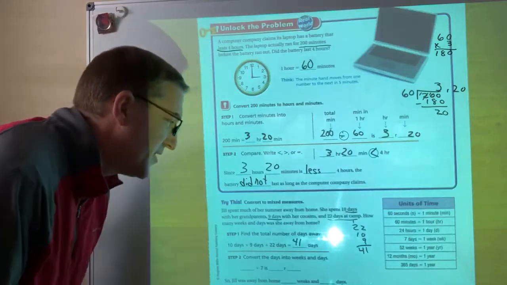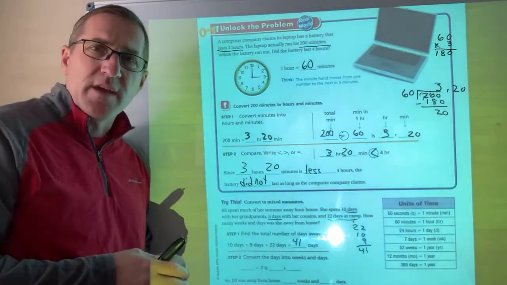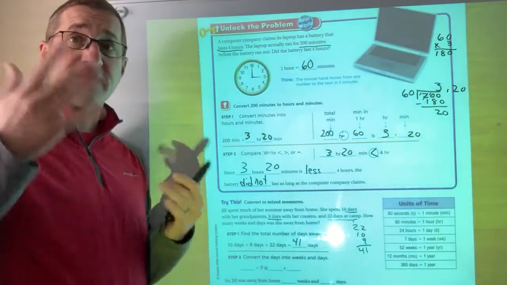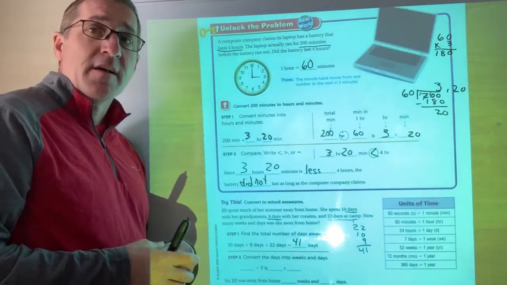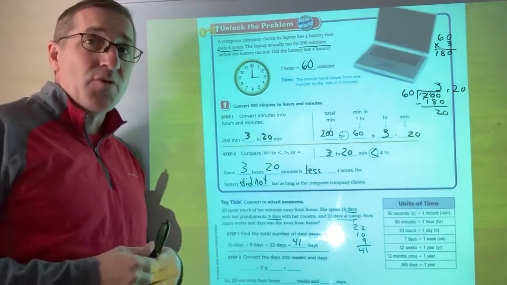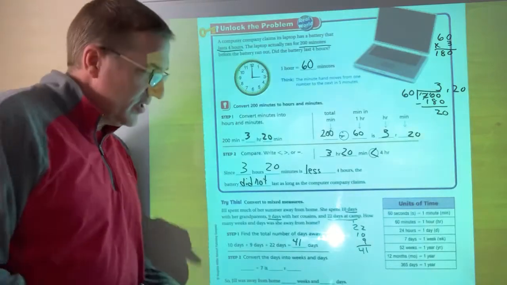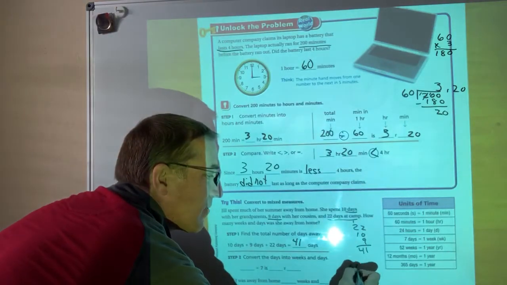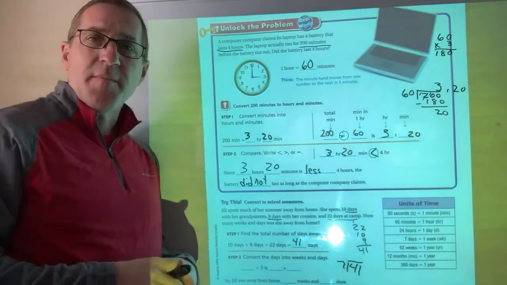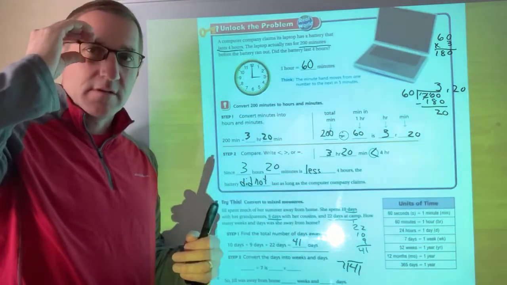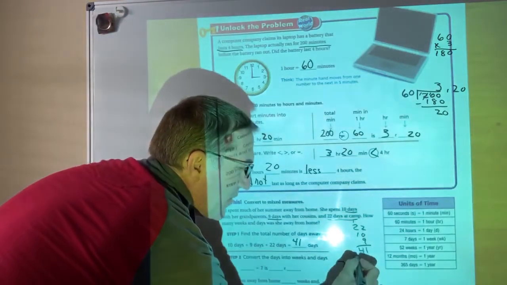And then I'm going to convert the days into weeks and days. Well, how many days are in a week? You better know that. That's 7, right? So I'm going to take the total number of days. I'm going to divide by 7. Weeks are bigger. I need fewer. That's how I know I need to divide. And also, my chart tells me because it's going to say 1/7. So I take 41 and I divide that by 7. All right. So how many 7s can I take from 41? 5, that's right.